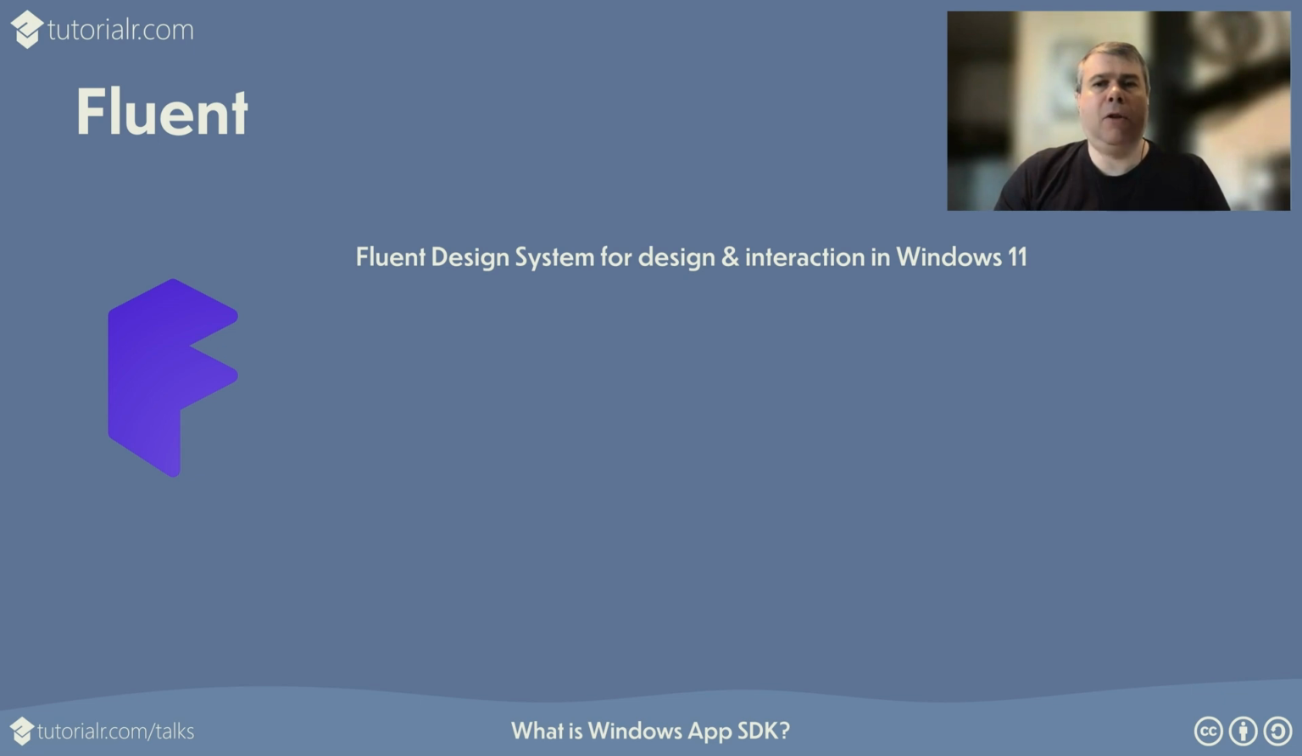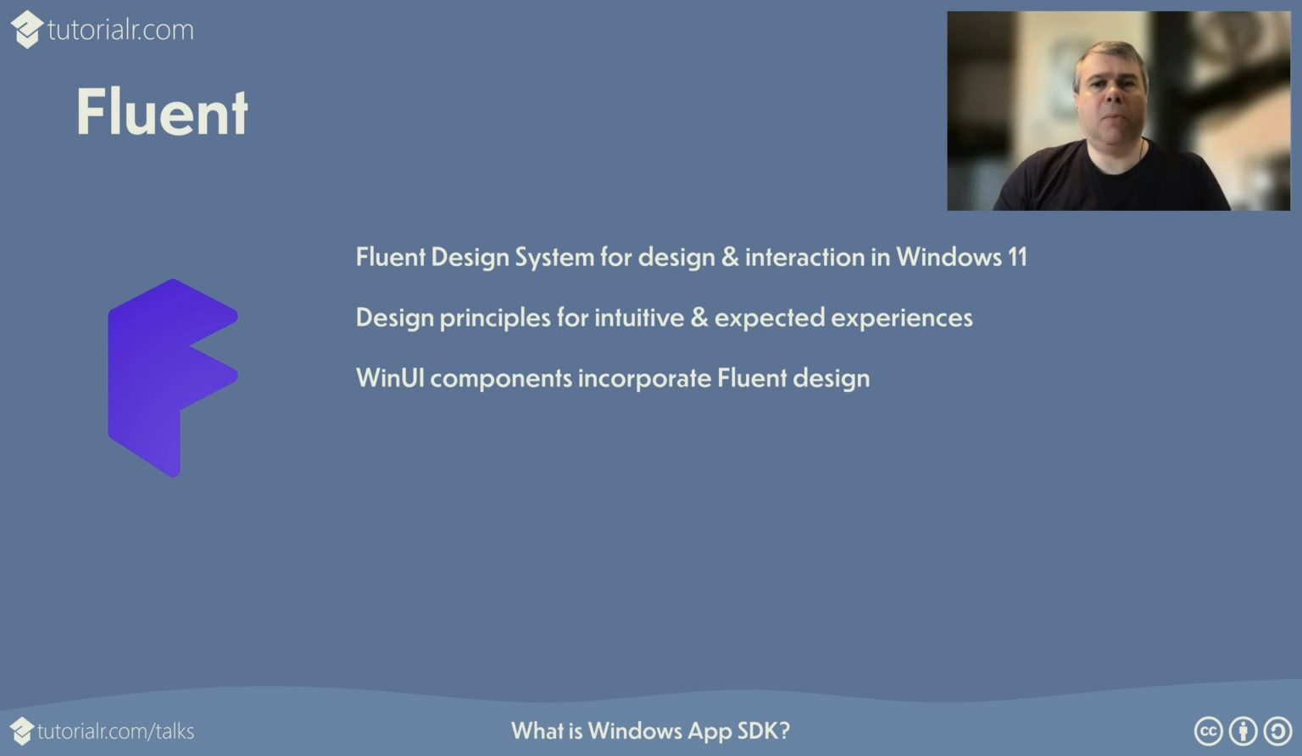Fluent Design System with Fluent 2 are a set of guidelines from Microsoft for design and interaction that are used by modern native Windows applications on Windows 11. Fluent 2 includes design principles for intuitive and expected experiences in Windows applications, including color, iconography, motion, typography, and more. Developers can build great experiences with WinUI using components such as button, checkbox, combo box, and text box incorporating Fluent design.